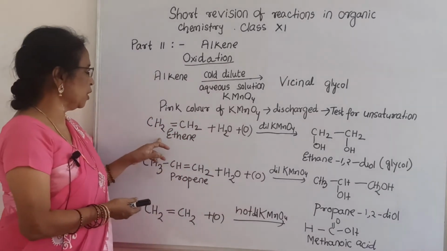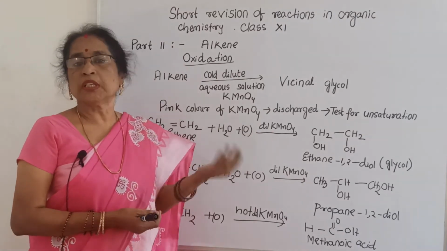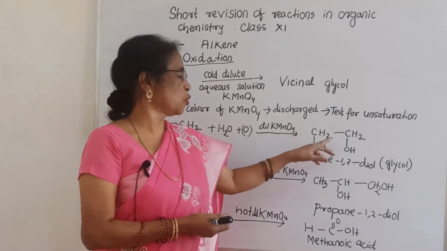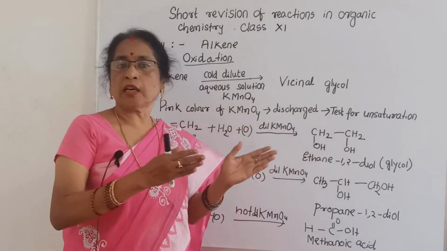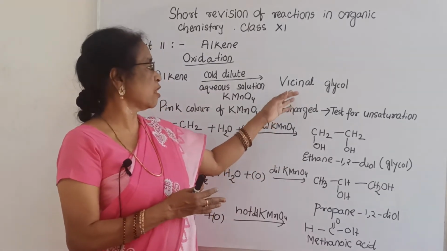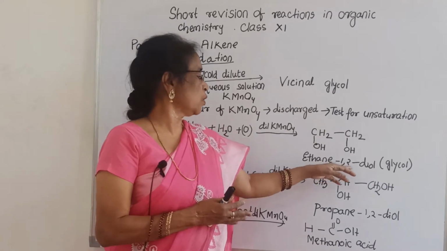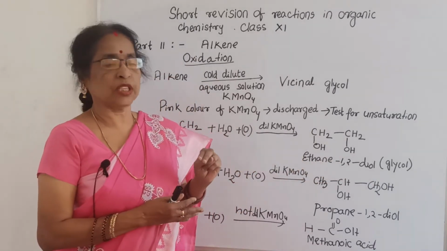Now for example ethene, if you take water and dilute KMnO4, we supply nascent oxygen, it forms CH2OH, CH2OH. That means the OH groups are attached to two adjacent carbons, that is why it is called vicinal glycol, and here it is ethane 1,2 diol. Di means 2, ol means alcohol, OH group.